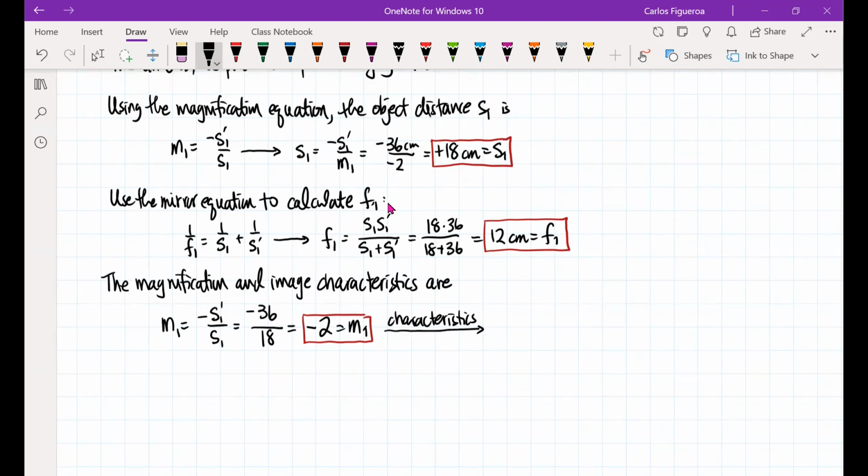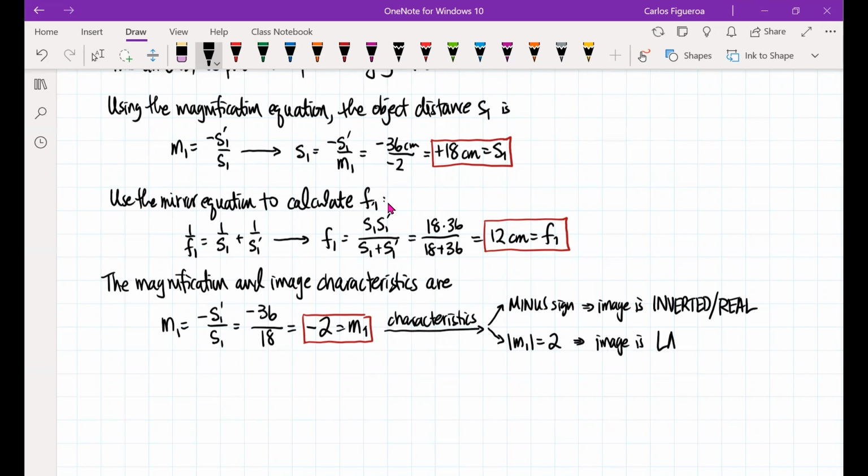And so now from this, I want to get the characteristics. So let's look at that. I see here that I have a minus sign. The minus sign tells me two things. It tells me that the image is inverted and real. Now the magnitude of the magnification is 2. That tells me that the image is larger.